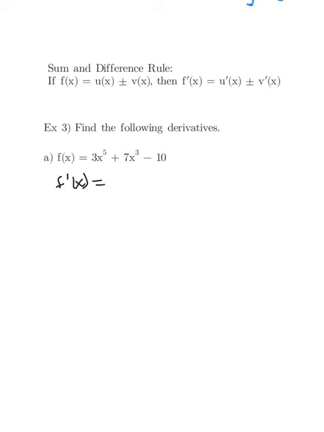On the first term, we're going to take 3 times 5 and get 15. X, go down by 1, 4. Plus, on the second term, take 7 times 3, get 21. X, go down by 1, 2. And remember that we said that the derivative of any constant is 0. So you do not have to have the 0 on the end. Your derivative would be 15x to the 4th plus 21x squared.